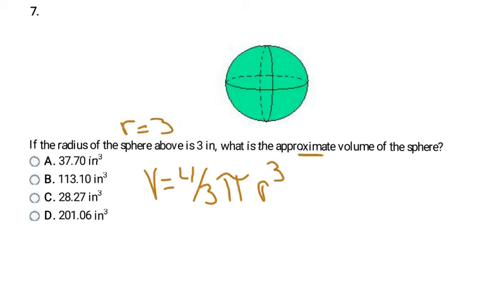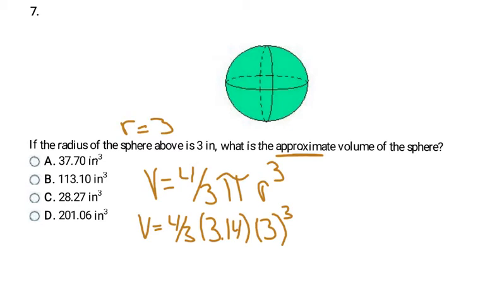And it says approximate, so that's another clue that I'm going to use 3.14 for pi. The other clue is that there's no pi symbol in my answer. So I'm just going to write 3.14 for pi, and then my radius is 3, so I'm going to cube that. And so then you just follow order of operations or put this all correctly into your calculator.